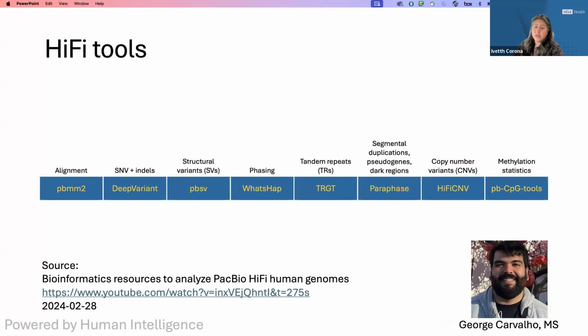Then this is the set of tools that we used. George implemented a pipeline that was provided by PacBio in their GitHub. So this is the set of tools: alignment by PBMM2, then PBSV for structural variant calling. It has phasing as well, a tool for tandem repeats, and other tools that are annotated here.